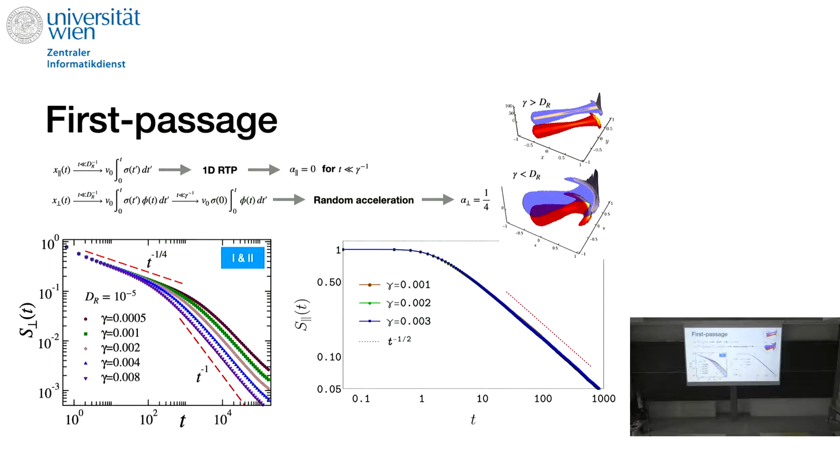And you can similarly compute the first passage spaces, and again you have these two directions: the parallel direction and the perpendicular direction of this initial orientation. Along the parallel direction, it's like a 1D RTP, because theta, phi is changing very little, and the short time behavior is alpha parallel equal to 0. On the other hand, along the perpendicular direction, it's like a random acceleration process, and in this case you have a persistence exponent which is 1/4.